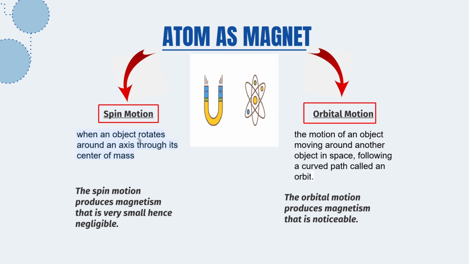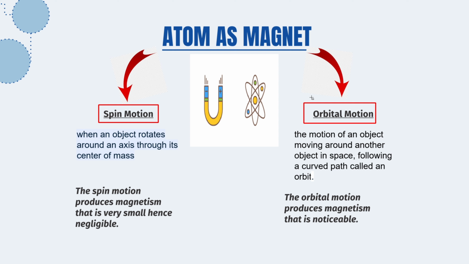Now, we have already studied that the motion of a charged particle is considered the cause of magnetism. So this was the first type of motion which is considered a cause of magnetism, and this one is another kind of motion that is also considered a cause of magnetism.